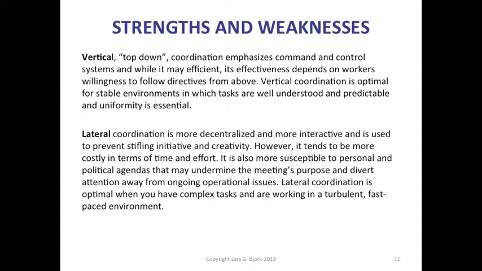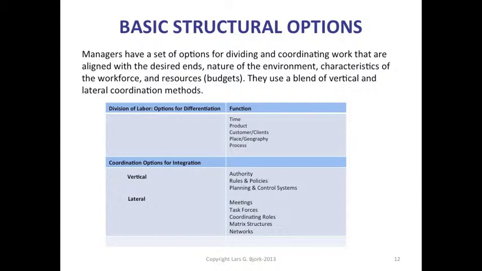Here are several strengths and weaknesses of vertical and lateral coordination mechanisms. This slide provides a summary of basic structural options for coordinating work. Managers have a set of options for dividing and coordinating work that are aligned with the desired ends, nature of the environment, characteristics of the workforce, and resources such as budgets. They use a blend of both vertical and lateral coordination methods.